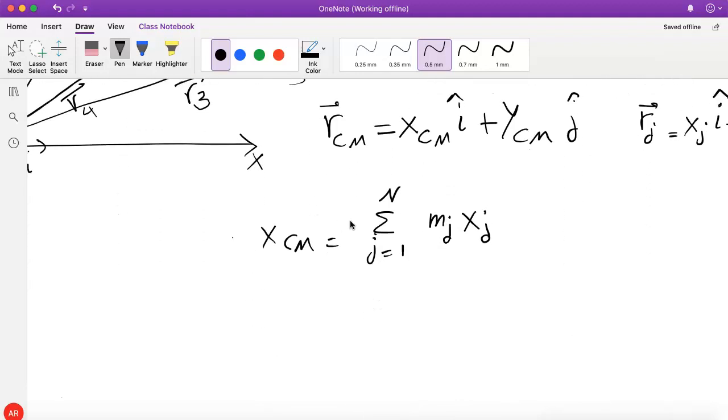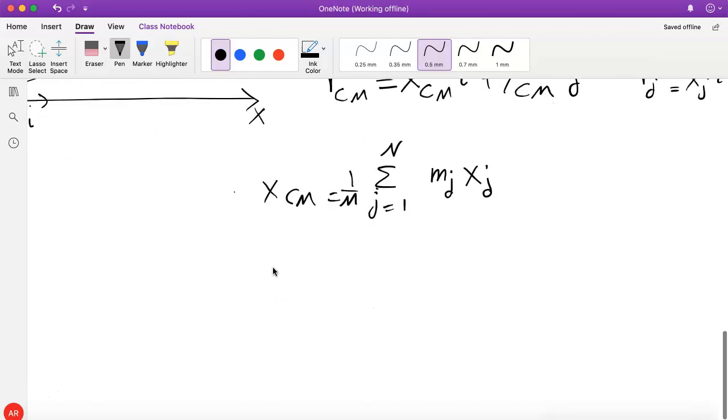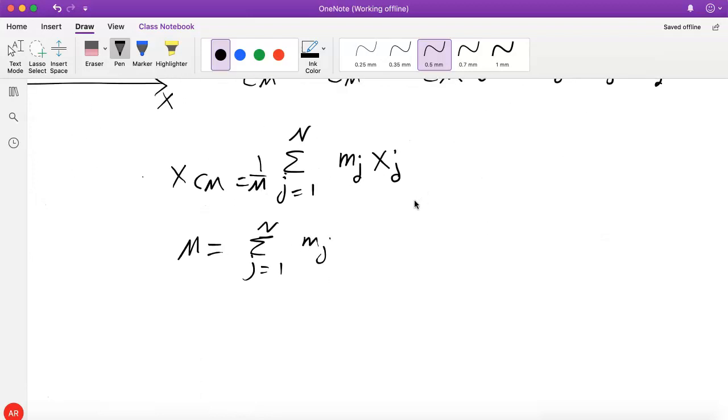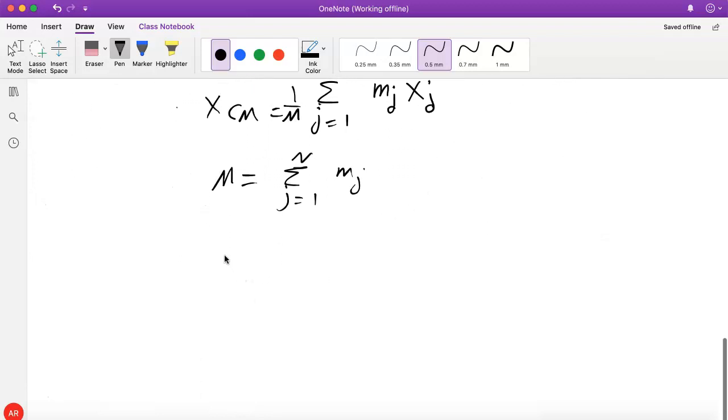And then that's multiplied by 1 over capital M, where the capital M is just the total mass. So I can write capital M as the sum over j equal 1 to n again of m_j. Again, in our example, capital M would be this denominator here, m1 plus m2 plus m3 plus m4, where n is equal to 4. Similarly, y_cm, the y coordinate of the center of mass, will be 1 over M, sum over j equal 1 to n, m_j y_j.